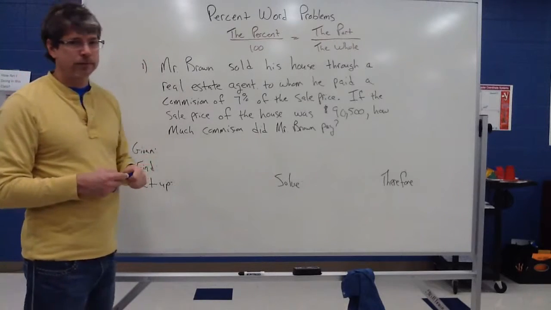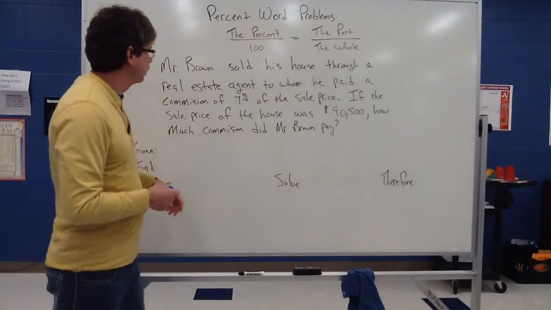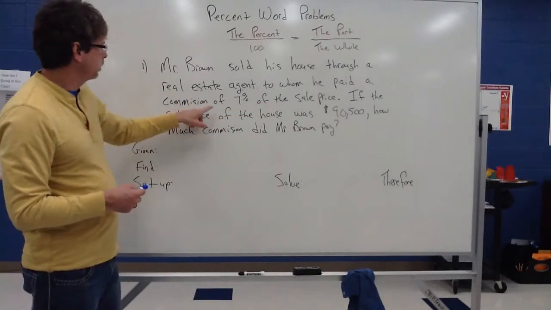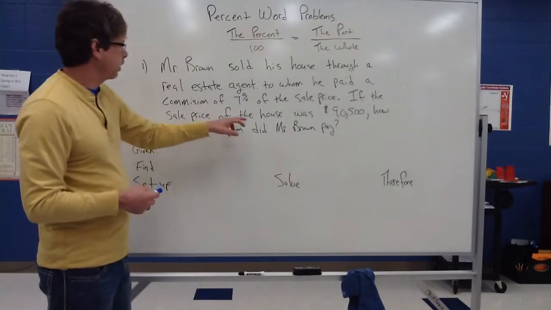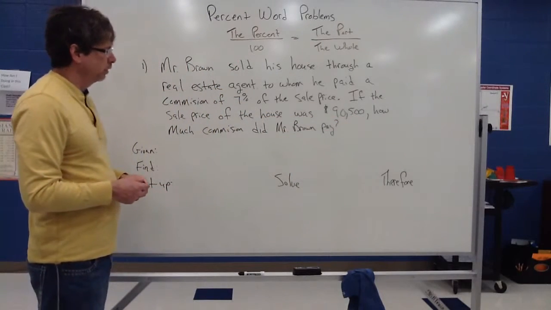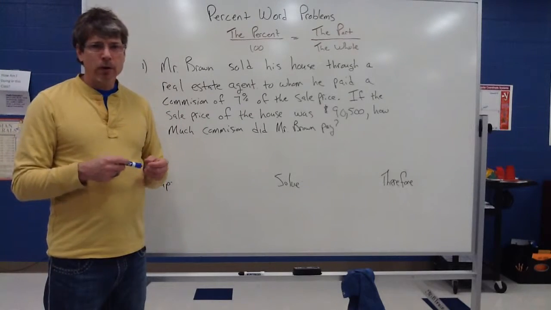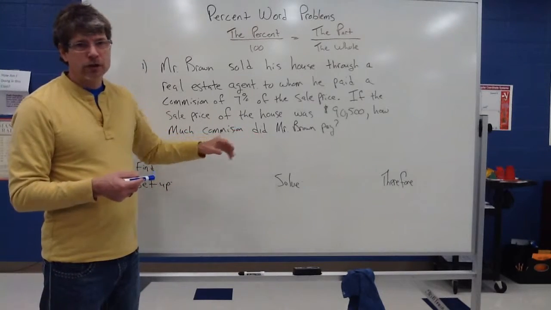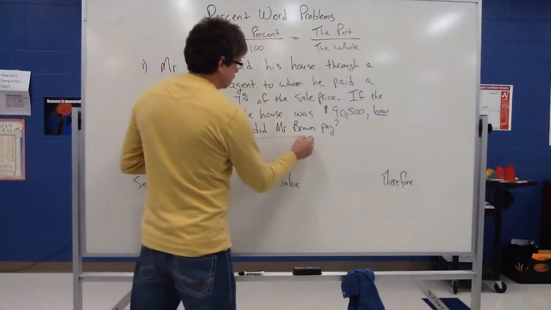So let's take in this word problem. Mr. Brown sold his house through a real estate agent to whom he paid commission of 7% of the sale price. If the sale price of the house was $90,500, how much commission did Mr. Brown pay? So again, when you work with word problems, you always want to find the question. And it just so happens a lot of times the question is at the end. Notice how it kind of starts again with how much commission did Mr. Brown pay?